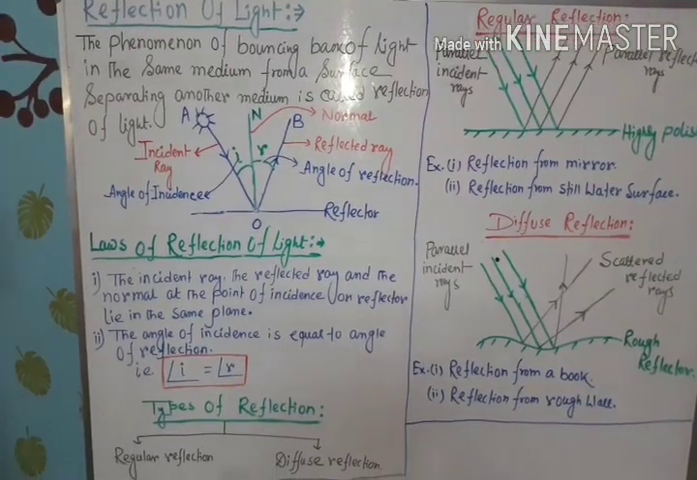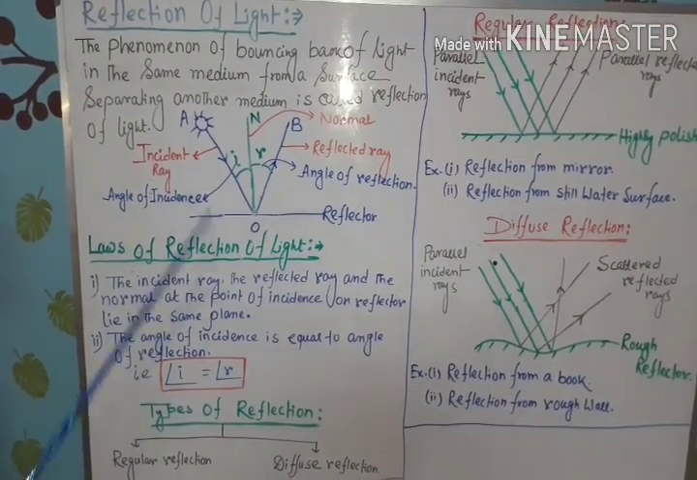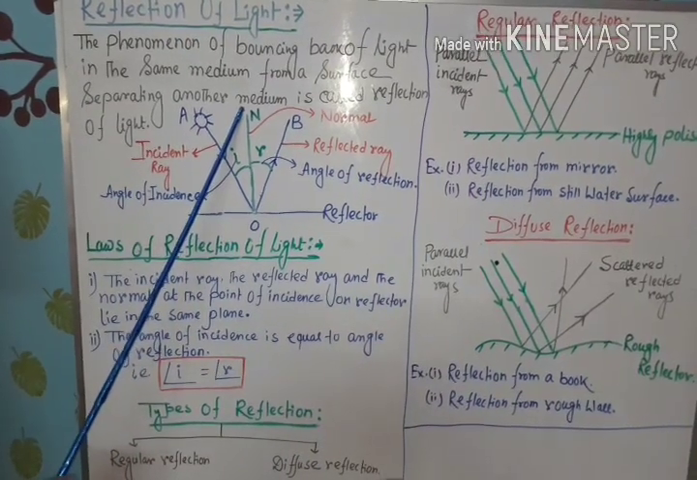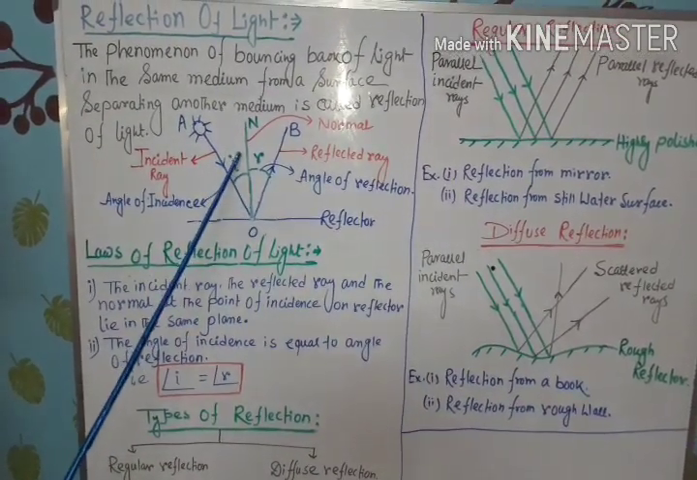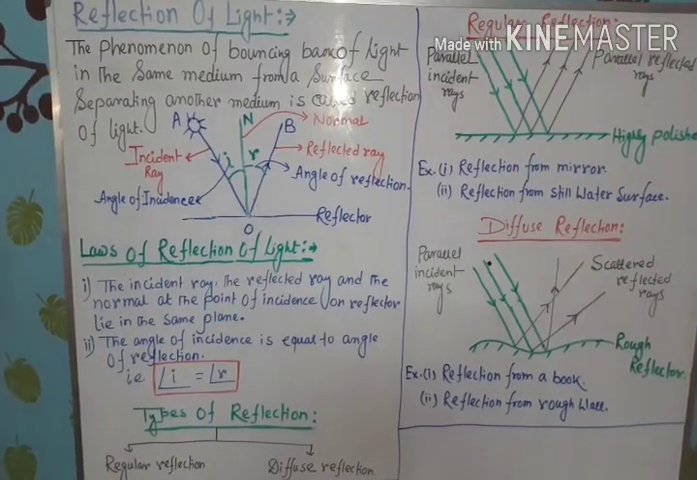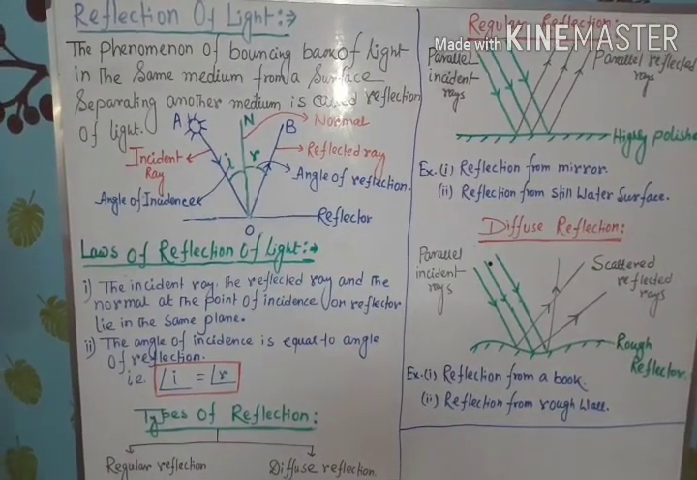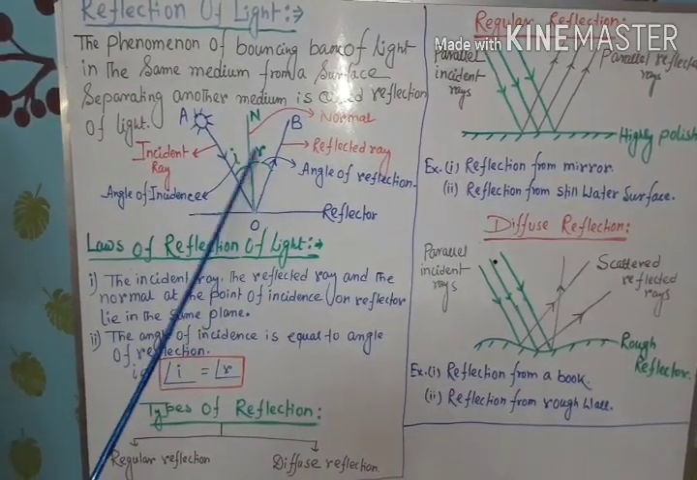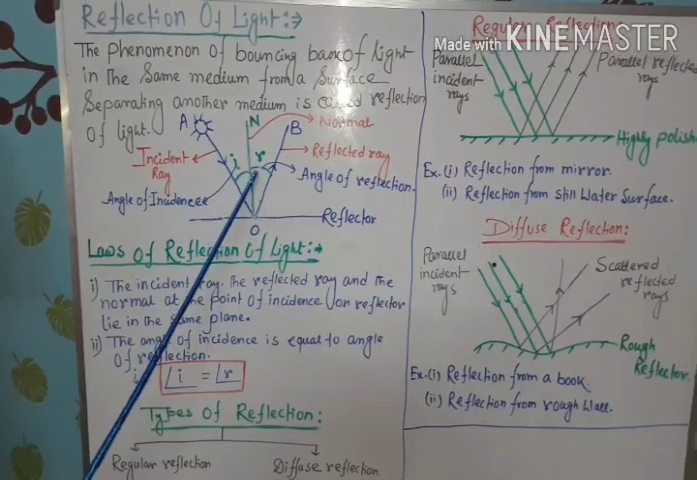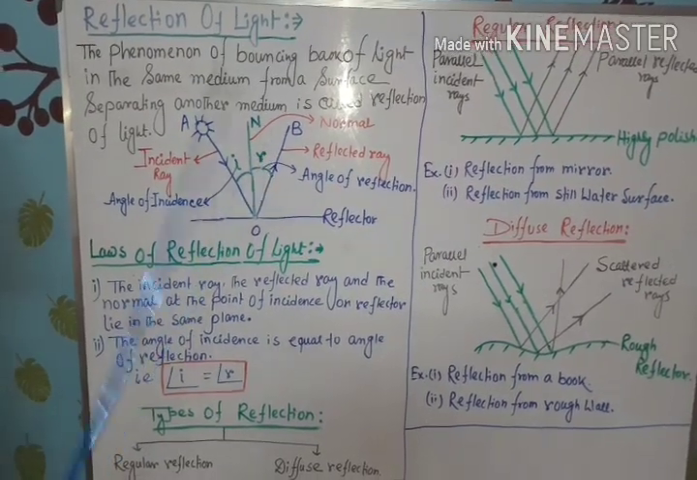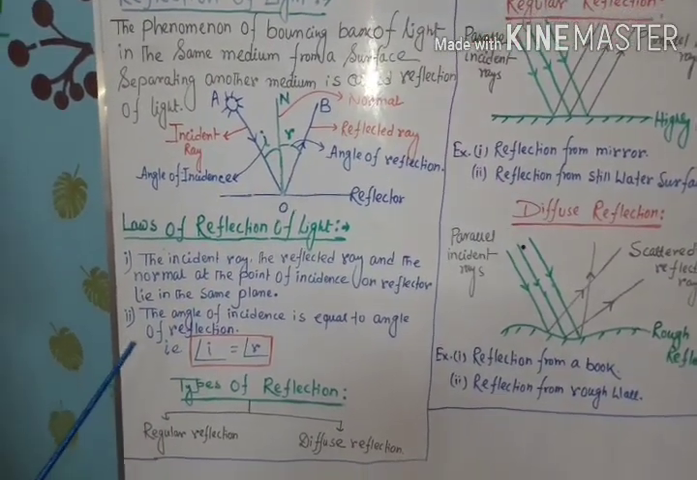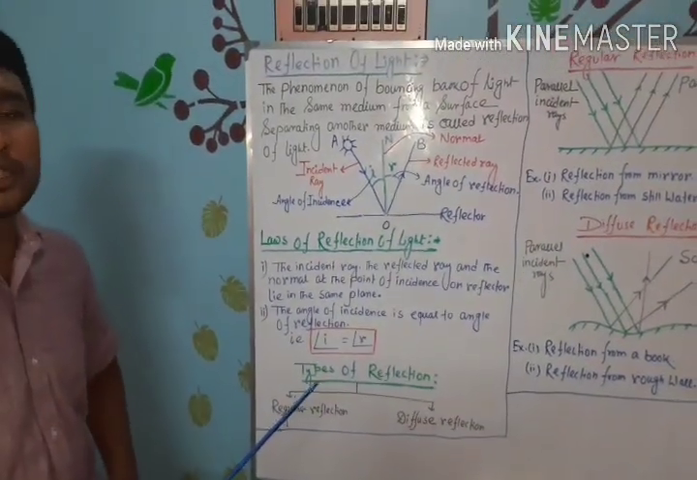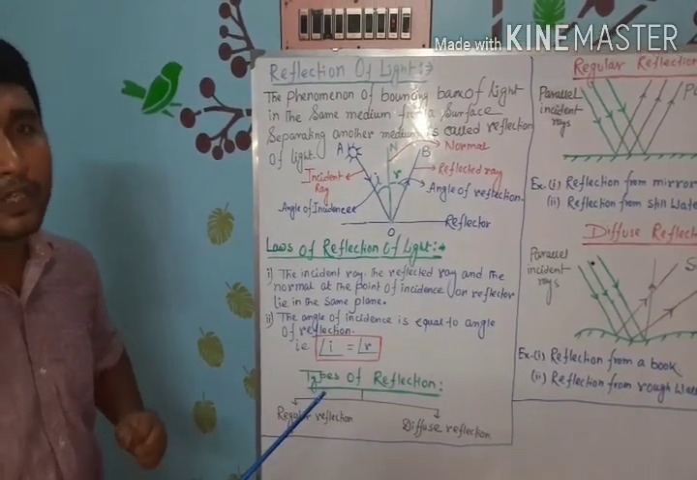Next, angle of incidence. The angle made by the incident ray with the normal is called the angle of incidence, which is indicated by I. Next, angle of reflection. The angle made by the reflected ray with the normal is called the angle of reflection, which is indicated by R. Now student, one thing you have to remember: everything observable to us in our nature is due to the reflection of light.